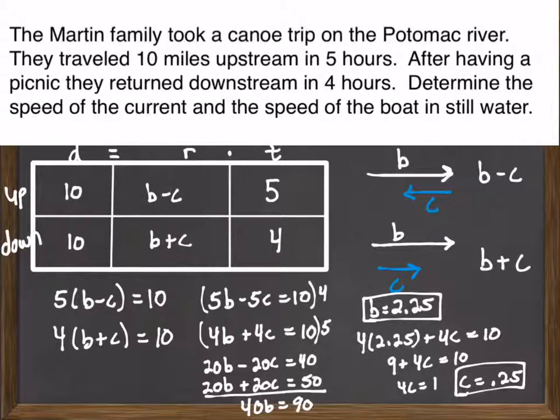And you can kind of consider these with our two scenarios. Upstream 10 miles in 5 hours would be a speed of 2 miles per hour. 2.25 minus 0.25 would be 2 miles per hour. Downstream 10 miles in 4 hours would be 2.5 miles per hour. If you took the 2.25 plus 0.25, you get your 2.5 miles per hour.